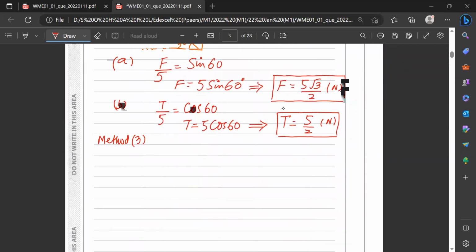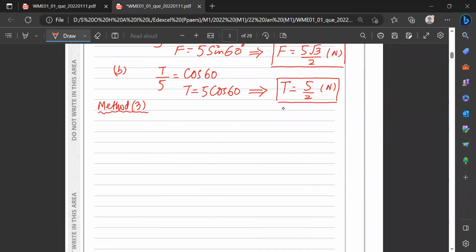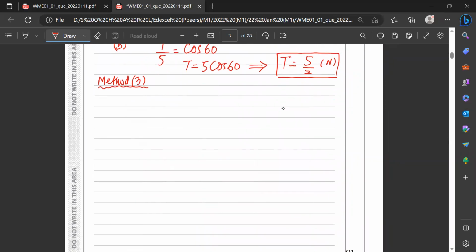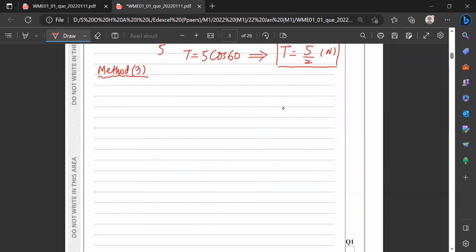So method number 3. In method number 3, I can resolve the given situation into components. For your convenience, I can write here. This force was F. This force was T. Here was 5 newtons. This angle was marked as 90 degrees.